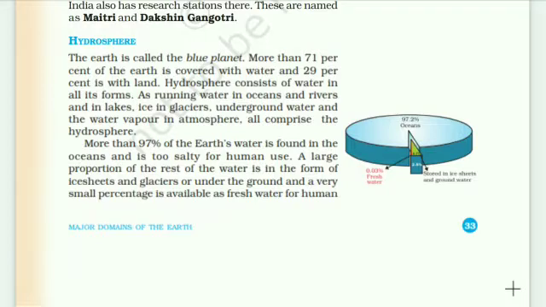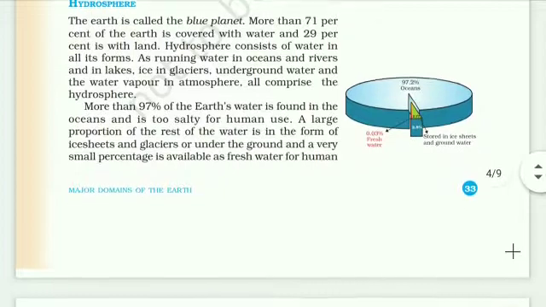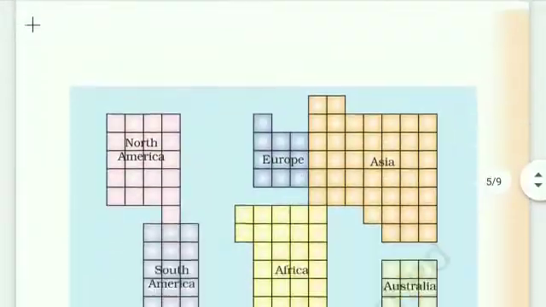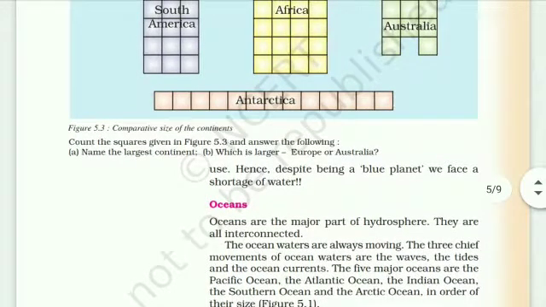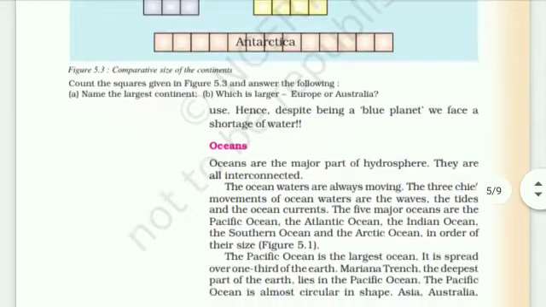More than 97% of the earth's water is found in the oceans, and it's too salty for human use. A large proportion of the rest of the water is in the form of ice sheets and glaciers or under the ground, and a very small percentage is available as fresh water for human use. So, despite being a blue planet, we face a shortage of water.